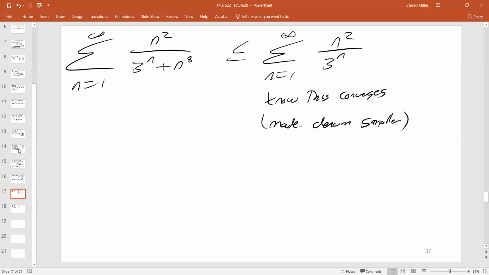What if I give you n squared over 3 to the n? Well, we can just do a comparison test, and we will see that if we just drop the n cubed, what we've done is we've made the denominators smaller. If we make the denominators smaller, this makes the fraction larger, and so by the comparison test, we're okay, and we know that this will converge.